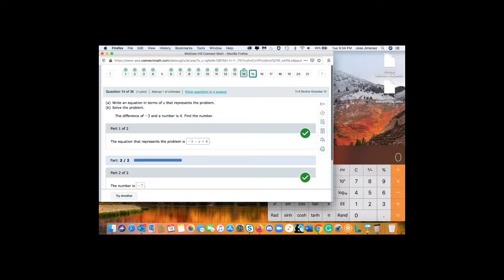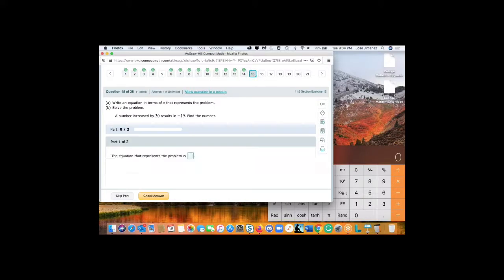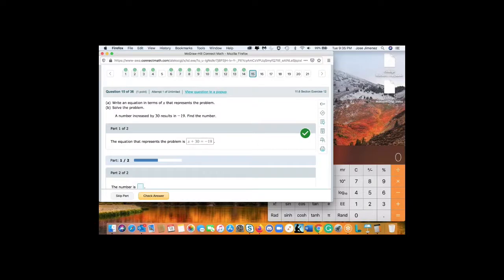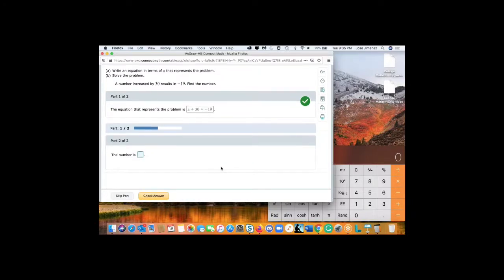All right, 15. Same idea. A number increase means adding by 30. So we say x plus 30. Result means equal minus 19. So the number is the difference between those two, the 30 and minus 19.